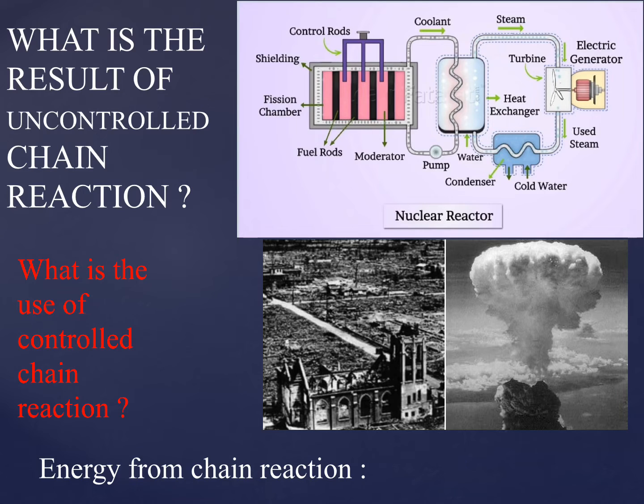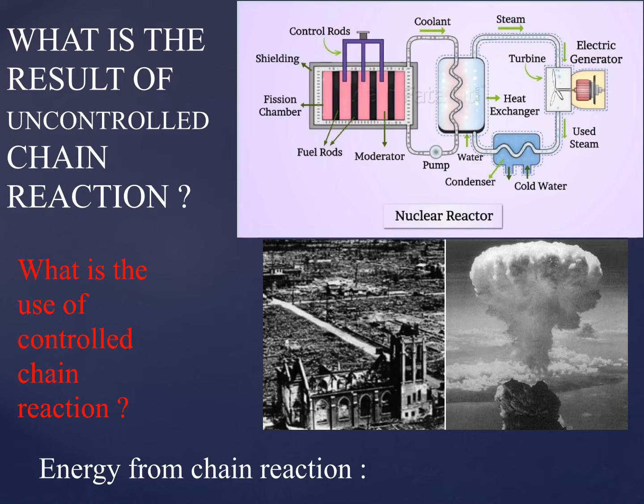Then we have the energy from the chain reaction, which is absorbed by a coolant, and usually the coolant is water. The water absorbs energy from the hot coolant and changes to steam. The steam turns the turbine attached to the generators. The generators change the mechanical energy of the spinning turbine into electrical energy. And that's how nuclear reactors or nuclear power plants work.